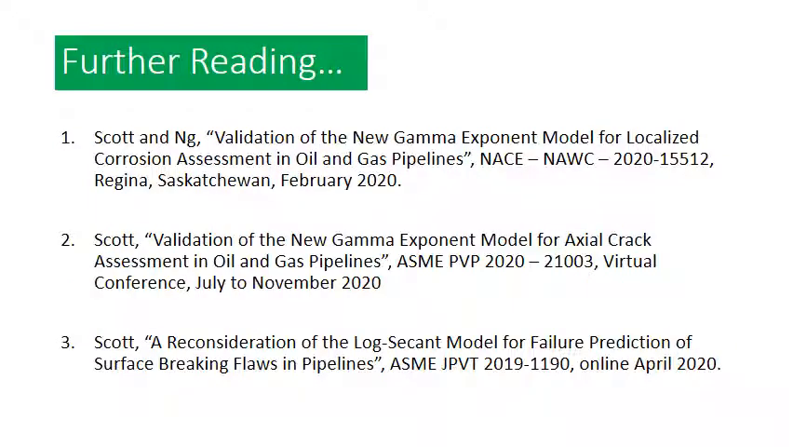If you're not much for viewing, but you'd rather read, I do have 3 technical publications that are, well, peer-reviewed and out there for real. If you're interested in the derivation of the gamma exponent model and you like to play with math, I would suggest paper number 3 here. It's ASME Journal of Pressure Vessel Technology. That goes through all the mathematics that were necessary to derive this model.